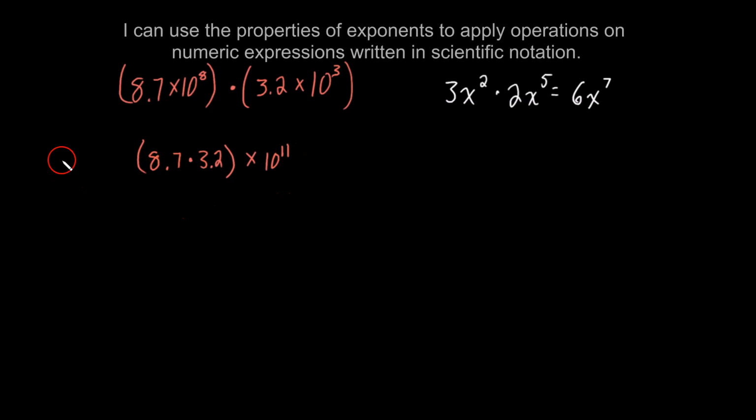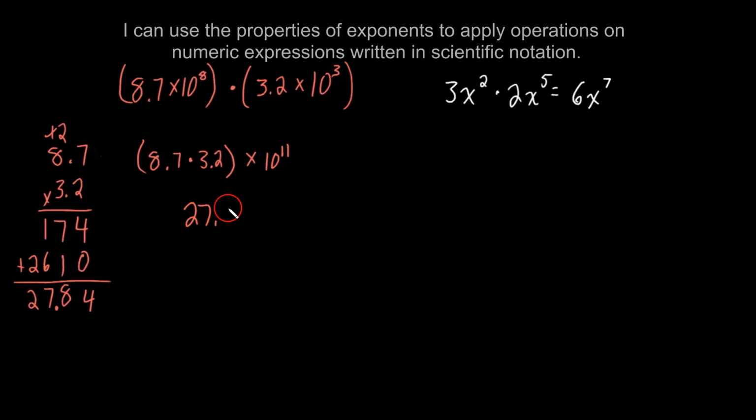Okay, so let's just do a little side math here and figure out what 8.7 times 3.2 is. So we get 27.84 times 10 to the power of 11, because 8.7 times 3.2 gives us 27.84. So in order to convert this to scientific notation that is proper, we would move this decimal place over one place. That way this whole number is less than 10. And if we move this to the left, we actually need to add one more to the exponent right there. So our final answer would be 2.784 times 10 to the power of 12.